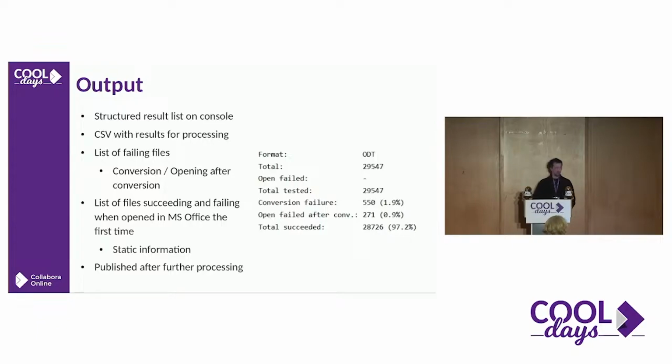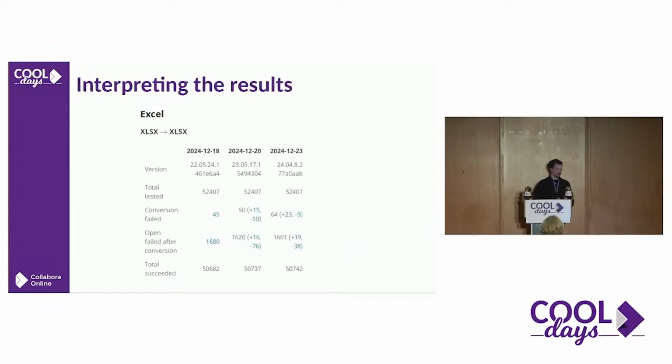So this tool produces different outputs. One is structured results in the console. It kind of looks like what's on the right side. There's a CSV file which can be used for further processing. It also produces a list of failing files, both for files that failed conversion and for files that failed opening after conversion. And there's also a list of files from the initial testing, which ones succeeded and which ones failed there. And that's basically static information. Then these results are published on that link that I showed previously after further processing.